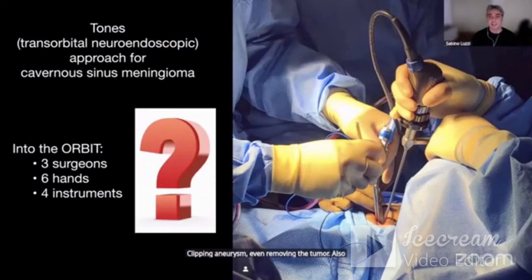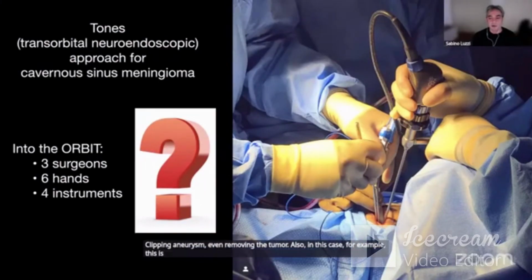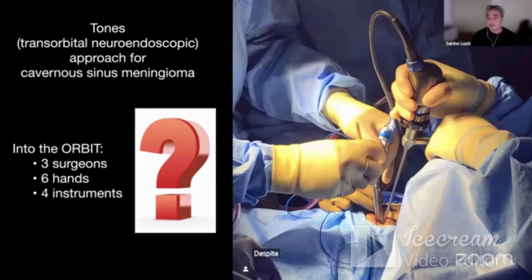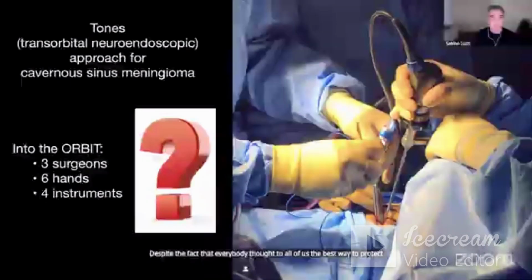Also in this case, for example, this is a transorbital approach for cavernous sinus meningioma, where we see into the orbit 3 surgeons, 6 hands, and 4 instruments inside the orbit, despite the fact that everybody taught all of us the best way to protect the orbit during surgery.